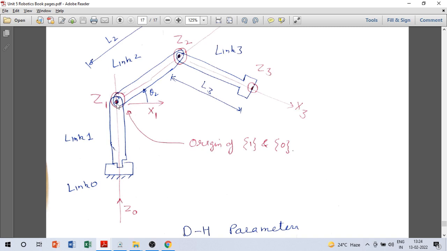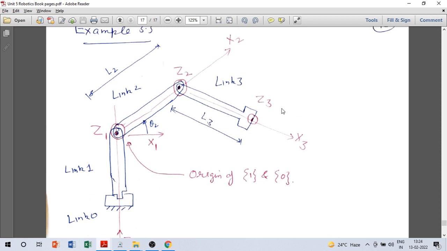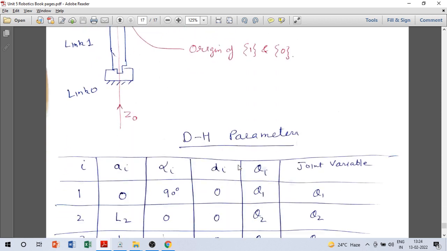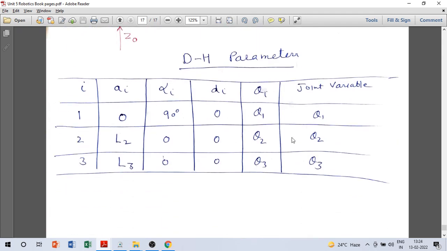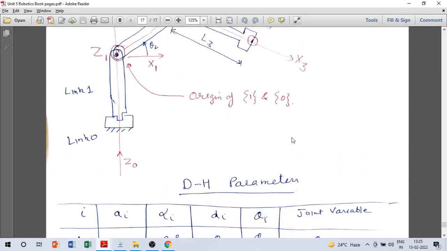Although the origin of frame 0 is here, that frame 0 is assigned to the base. Physically it can be anywhere, but it is assigned to the base, and the base remains fixed, so that means that coordinate frame remains fixed. We have just assigned it here. We could have assigned it elsewhere, then our DH parameters would have been somewhat different. So we have the frame assignments here, and now you have to write DH parameters in the form of a table, and then you get the overall transformation matrix. That is how it is done.